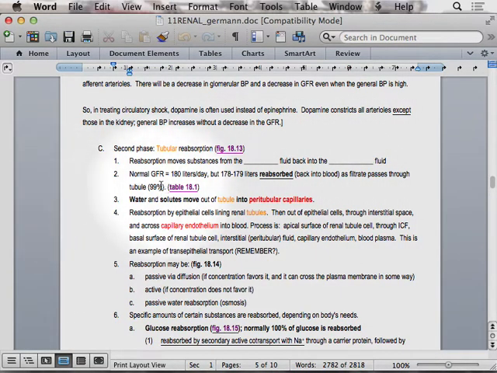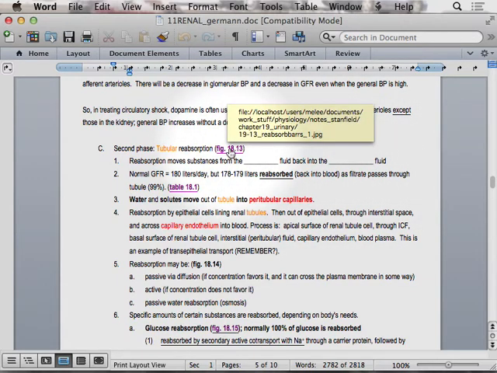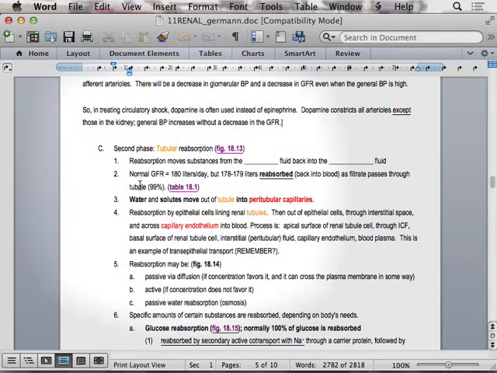So reabsorption moves substances from what fluid back to what fluid? From the urine back into the blood. Yes, okay, good. So your normal GFR rate is around 180 liters per day, but you reabsorb about 178 to 179 of that. So that is a lot of reabsorption.